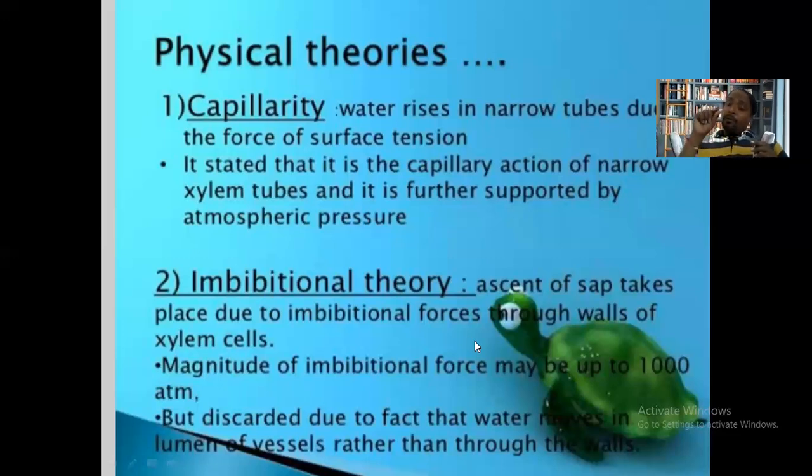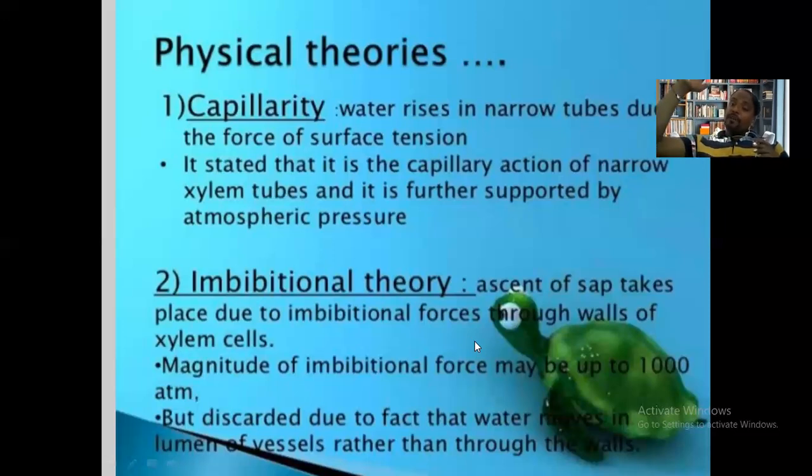A capillary force is there, and because of this capillary force, the water rises up in the capillary tube, isn't it? According to this theory, proposed by the scientist Boehm in the year 1809, the xylem vessels and the tracheids also have pores, just like the pores present in the capillary tube. So when these pores come in contact with the water, they also develop capillary force, and because of this capillary force, the water rises up into the xylem.